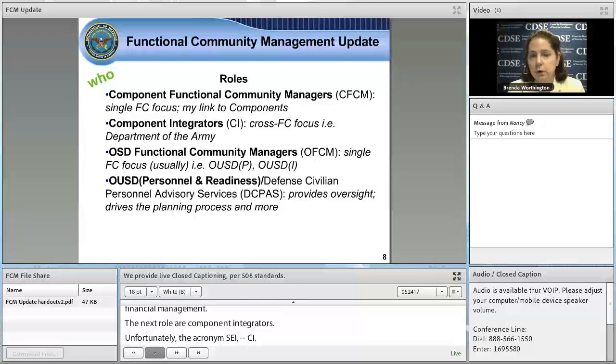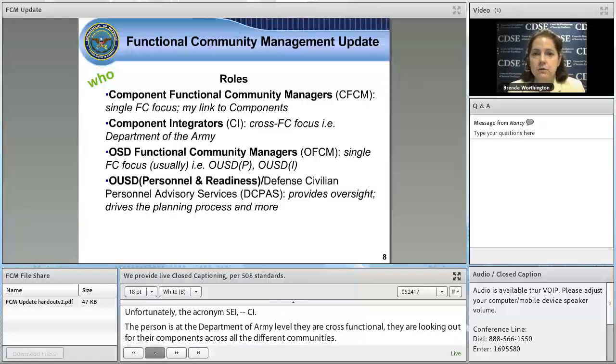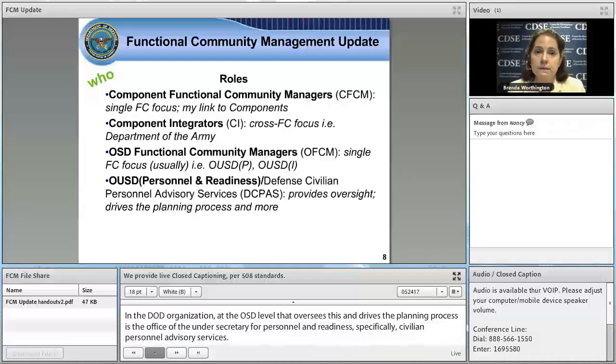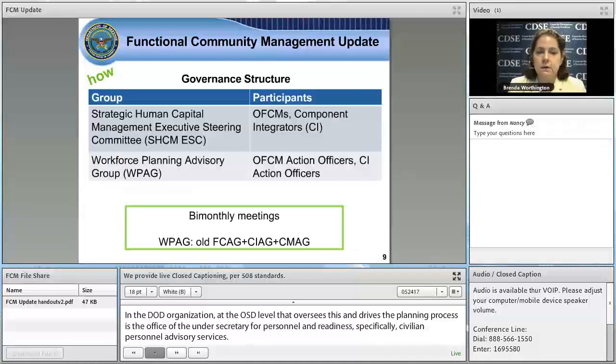And the DoD organization at the OSD level that oversees this and drives the planning process is the Office of the Undersecretary of Defense for Personnel and Readiness, and specifically the Defense Civilian Personnel Advisory Service. They host a lot of the things that we do at the enterprise level, help us with data, and you'll see some of the recent things that we've done through the OUSD PNR as we use it in the slang.